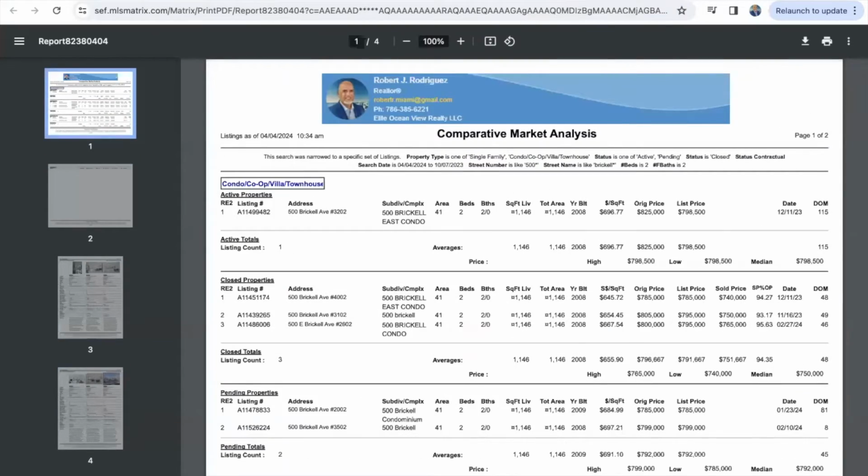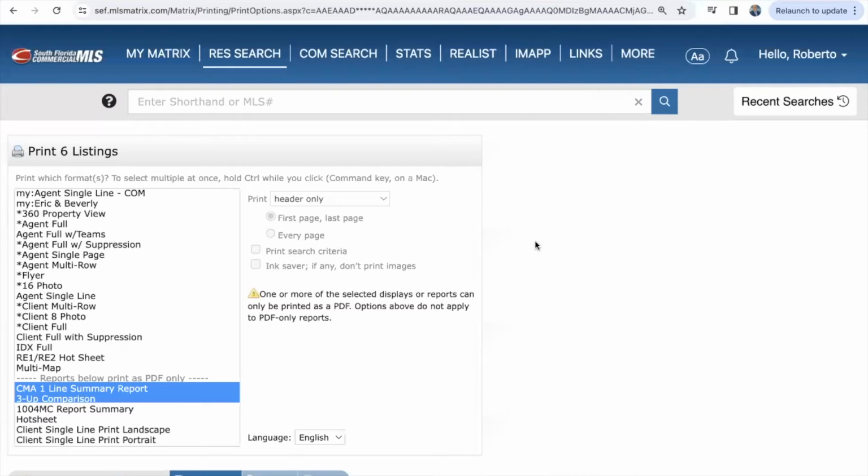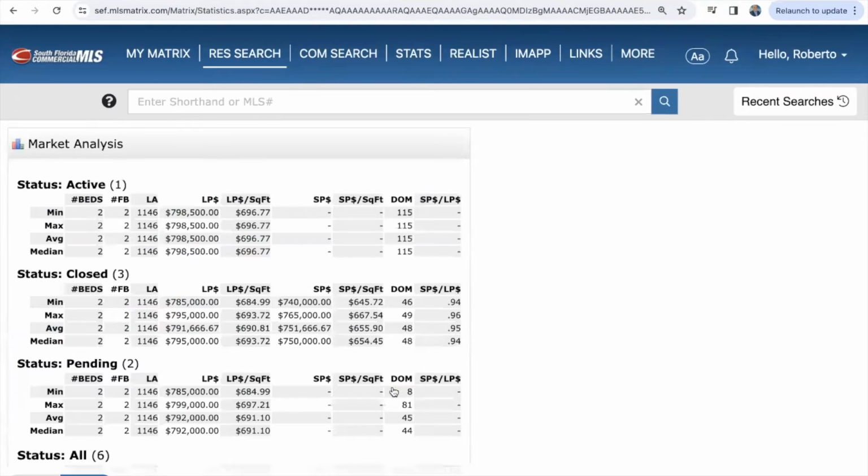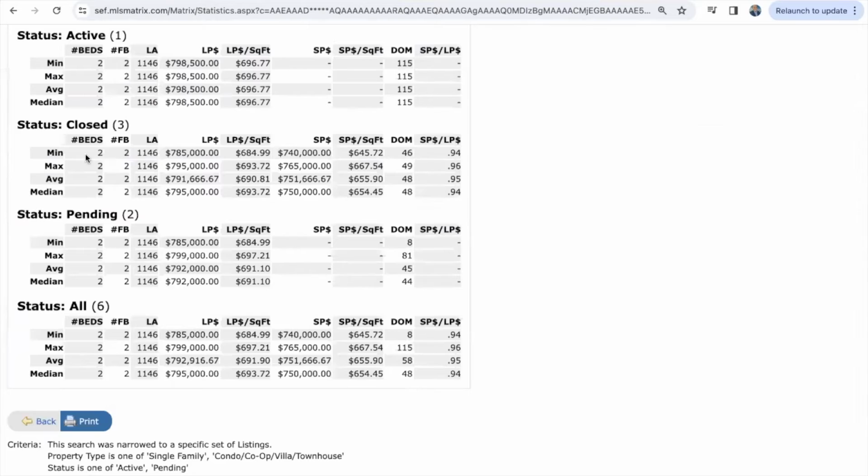Now, if you guys needed the numbers without printing anything, let's go back to the results. This is another trick, guys. If you just want to know what the price per square foot is, you can select all of your comps and go here to where it says stats and click on tabular. Take a look. Closed sale. You got 3 closed sales, and you have the average price per square foot of $655.